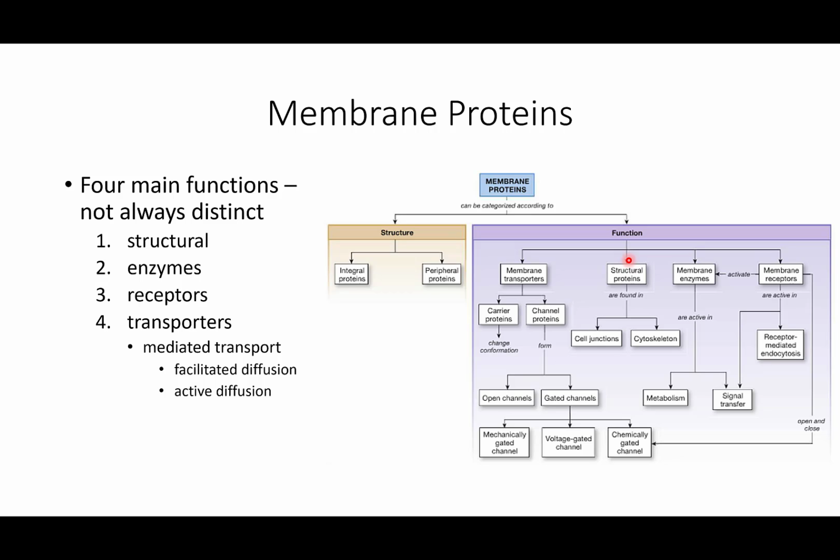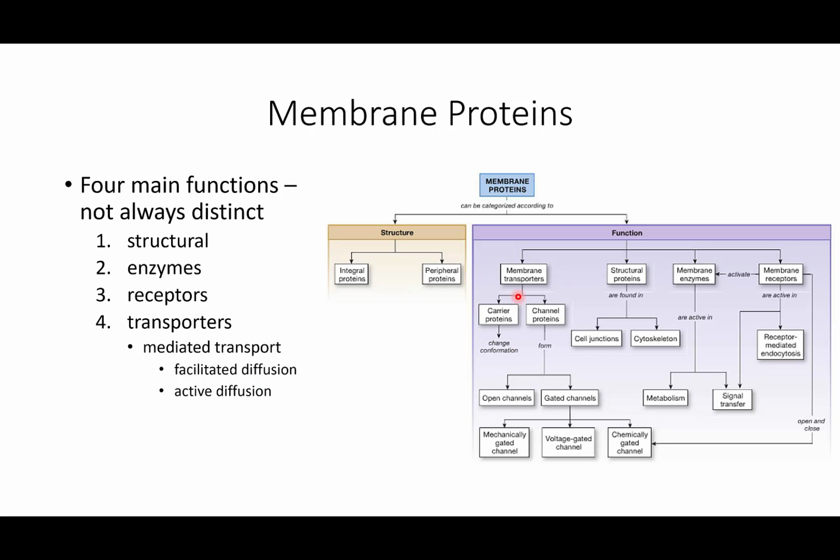Our membrane proteins have four main functions, and they're not always distinct. Sometimes you have a membrane protein that can do multiple things. One aspect is they could be structural, right, helping the membrane have its rigidity to hold the cell together. You can have proteins that serve as enzymes for enzymatic reactions and chemical reactions that occur. You can have proteins that serve as receptors that bind to other molecules either outside or inside the cell and are used for signaling and triggering reactions. And then finally, you can have what we call transporters. These are proteins that mediate transport either through what we call facilitated diffusion or active diffusion.